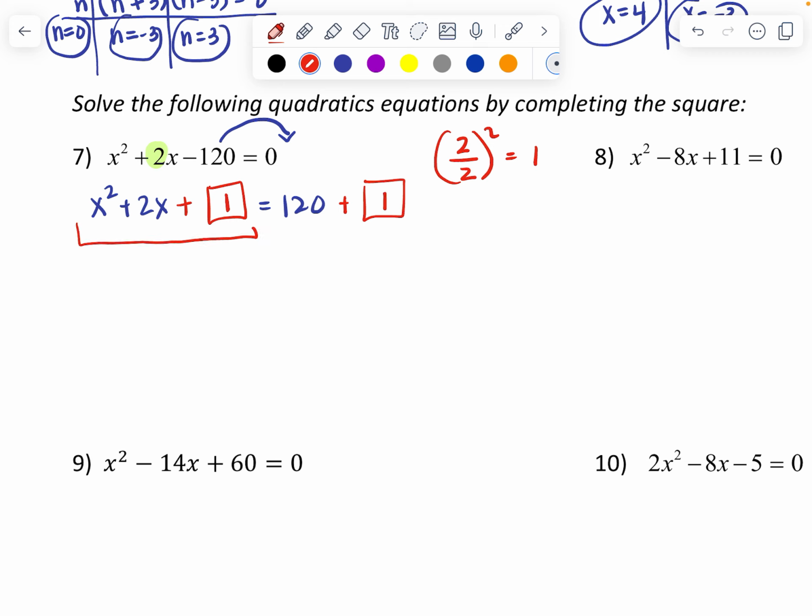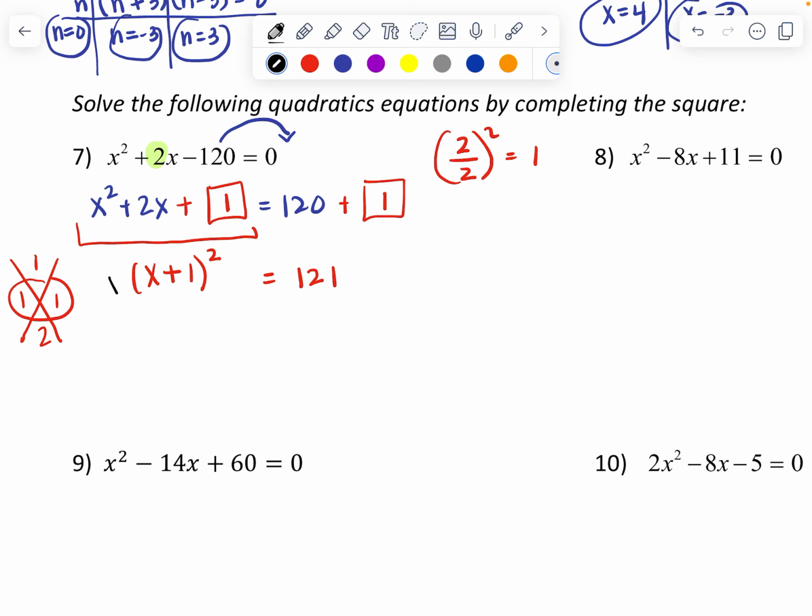If you were going to do a big X on this, this would factor to x plus 1 times x plus 1, or x plus 1 squared. If I did that too fast, check it out. I need two numbers that multiply to make 1 and add to make 2. That would be 1 and 1. Remember, you know that you did it right if these numbers are the same. And this equals 120 plus 1 is 121.